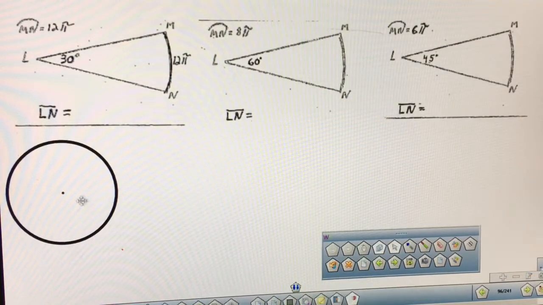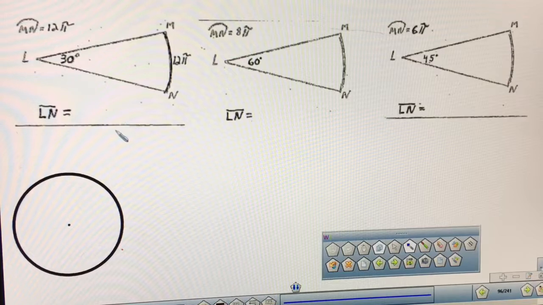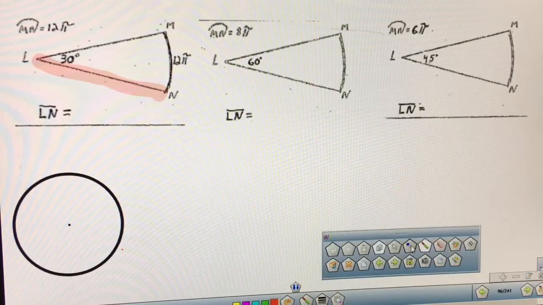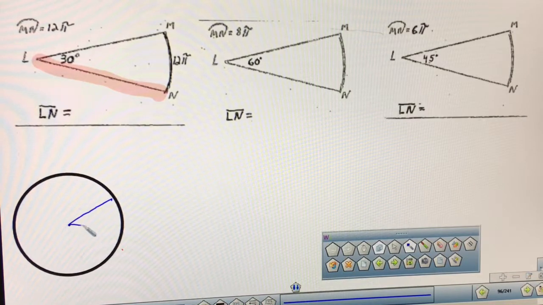Challenge problem. This one's kind of high level. There are more parts to this problem than are presented. All we want to do first is find the radius. It's actually the radius of the circle that this slice of pie is pulled out of. So that represents a piece of an entire circle, and just a 30-degree piece.